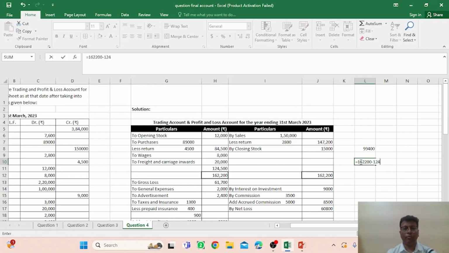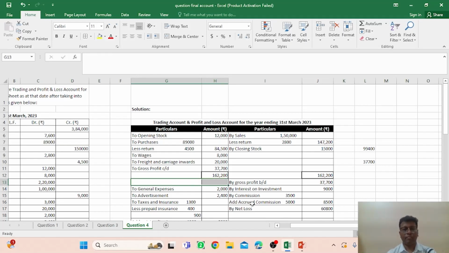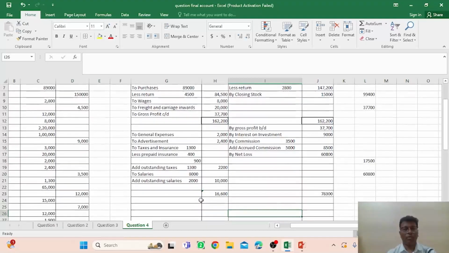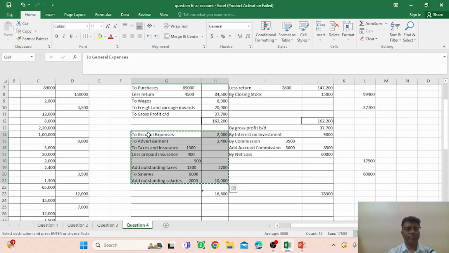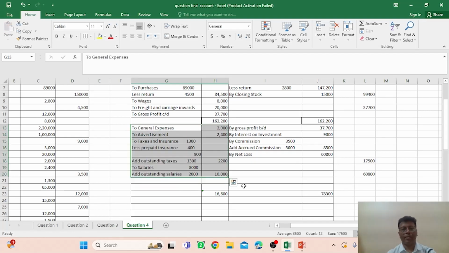1,62,200 minus 124,500, and you find that there is a gross profit of 37,700. This is the gross profit c/d, and by gross profit b/d, that is 37,700, and there is no gross loss, right. So we should mention this figure, right?